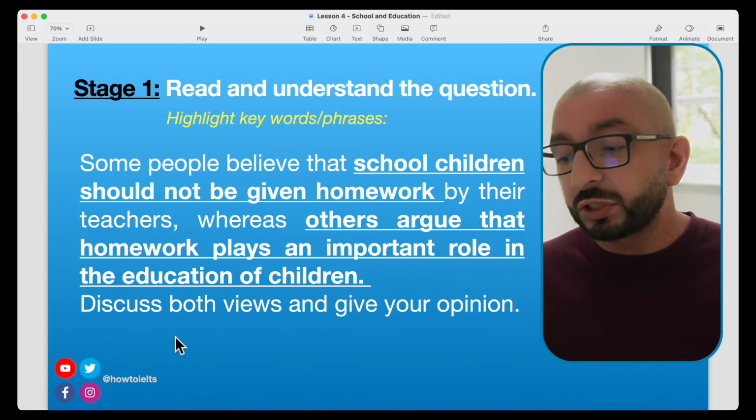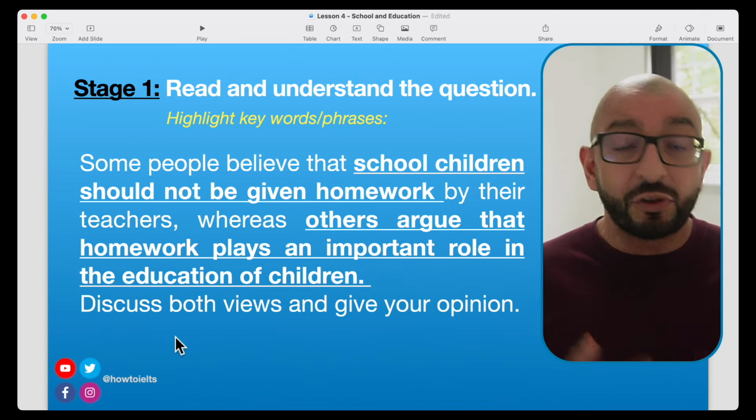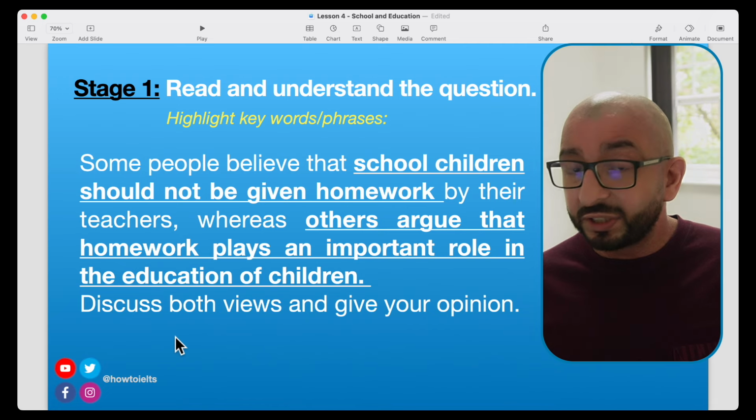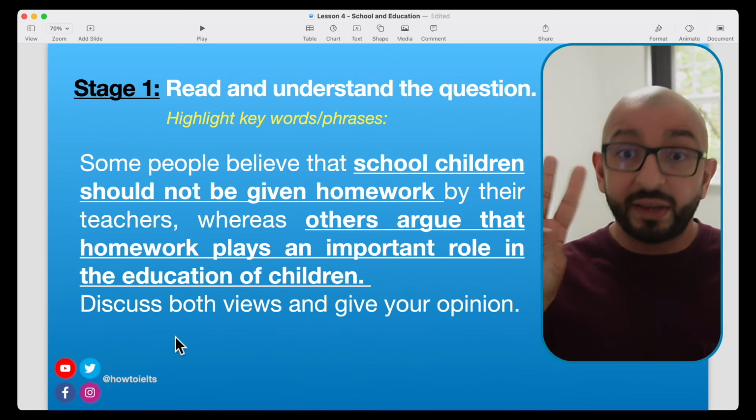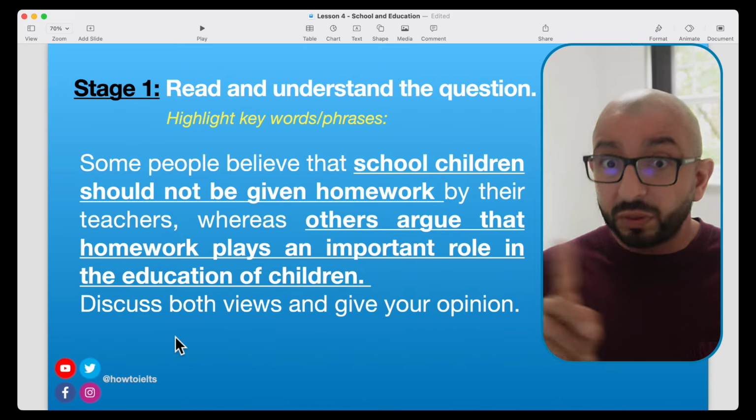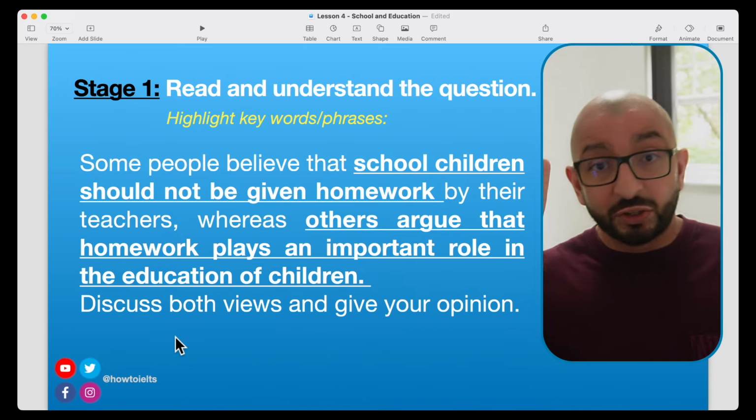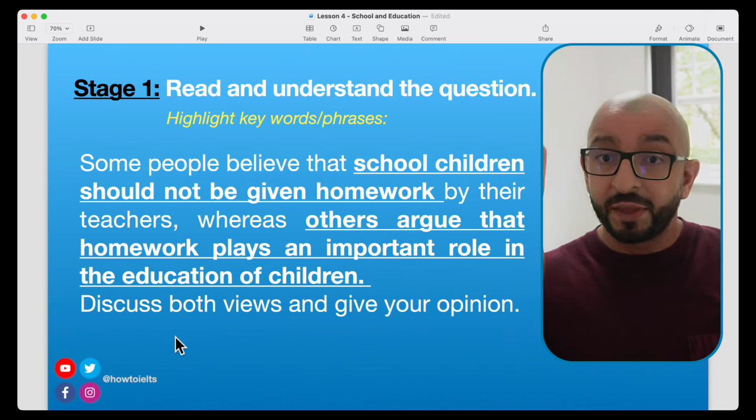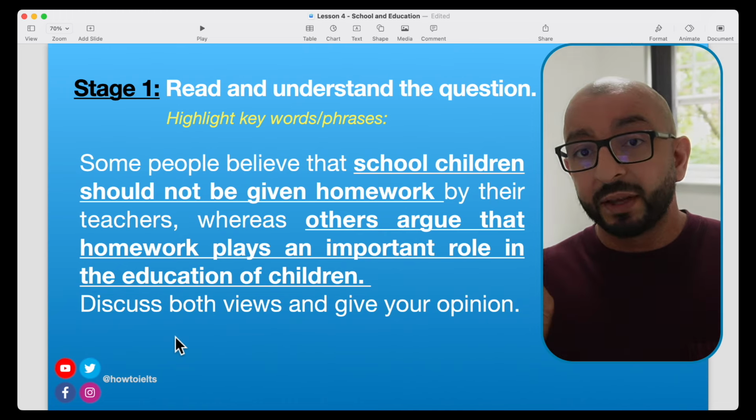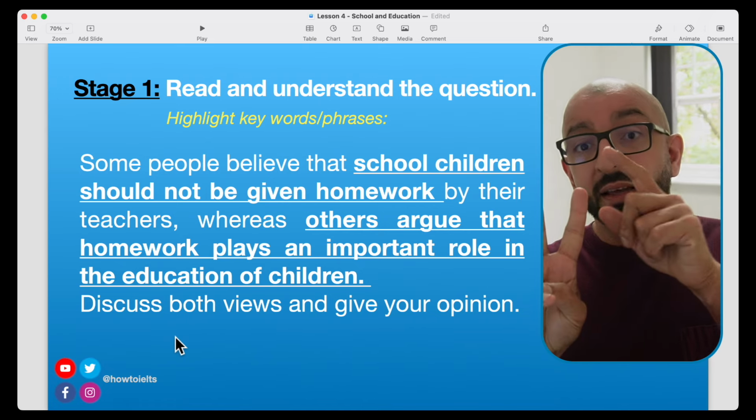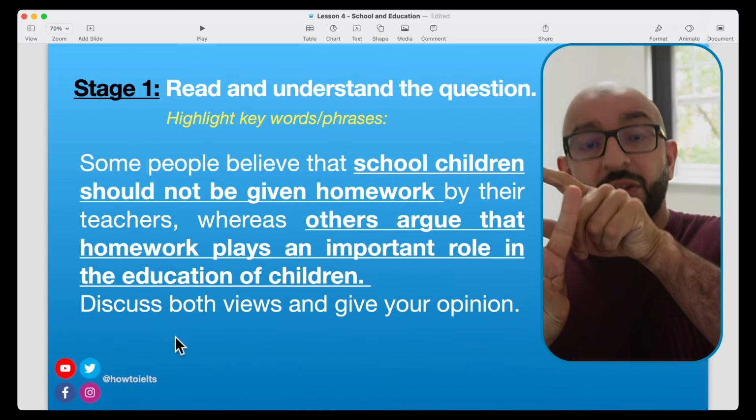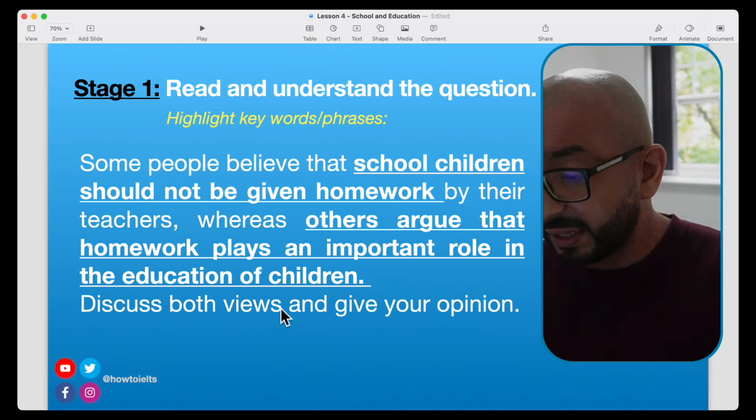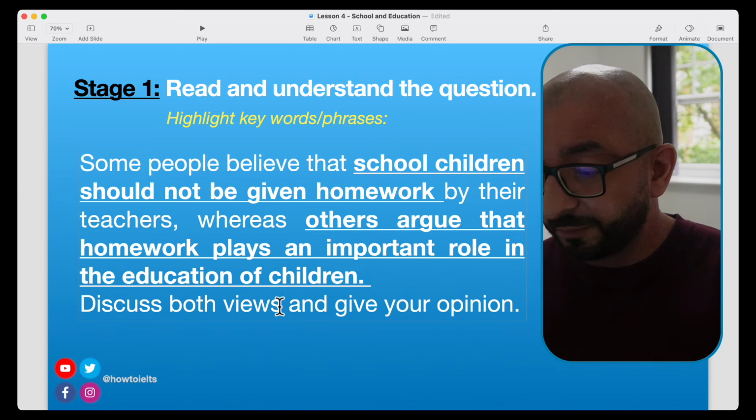And here it says, discuss both views and give your opinion. Now, this instruction is asking us to do 3 things. Discuss both views. That means there are 2 views, so we need to discuss one view and then the other view. So that's 2 things so far. And then it says, give your opinion. So that's 3 things. Again, give one side of the argument, give the other side of the argument, and then give your opinion. So let's highlight this.